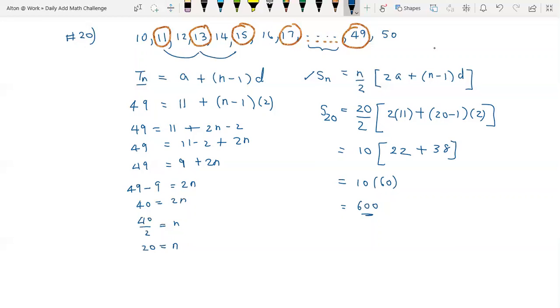Right, let's see which option gives us 600 as the answer there. Right, I'm seeing answer B.